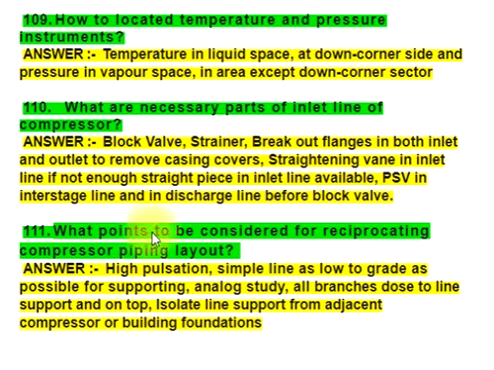110A. What points to be considered for reciprocating compressor piping layout? Answer: High pulsation, simple line as low to grade as possible for supporting, analog steady, L branches close to line support, and on top, isolate line support from adjacent compressor or building foundations.